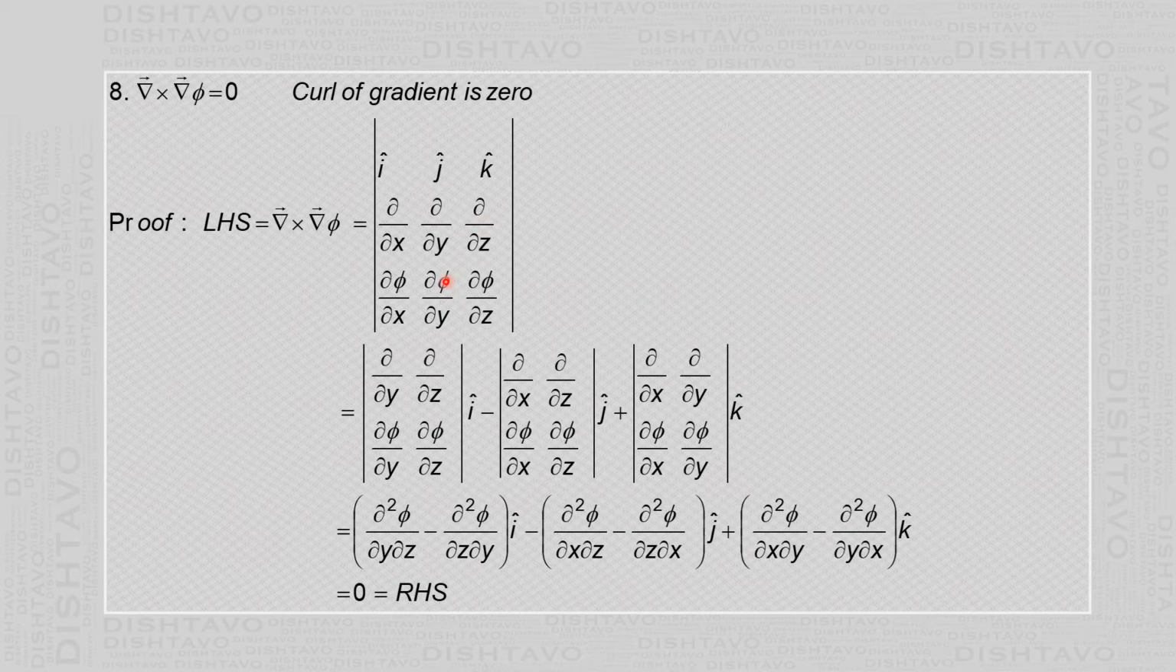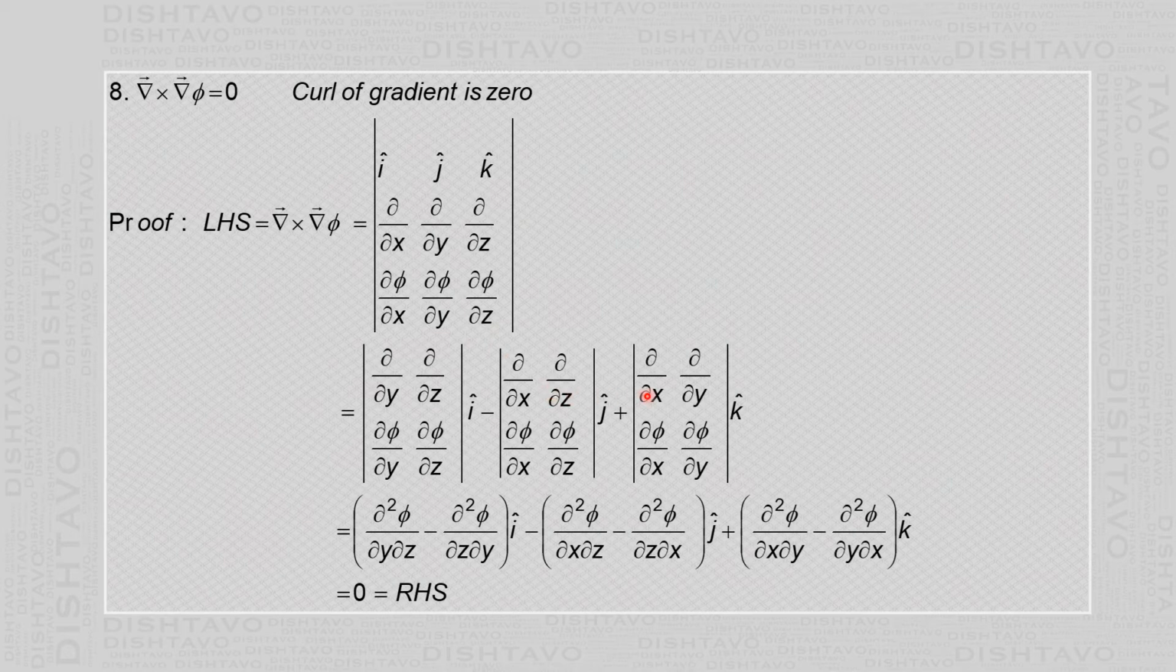That will be the first row of the 2 by 2 determinant, and dou phi by dou y, dou phi by dou z, the second row of the 2 by 2 determinant. In the same way, to get the coefficients of the 2 by 2 determinant in the second term, cover its multiplier, which is j cap, cover the row and the column containing j cap, and what remains there is dou by dou x, dou by dou z, and dou phi by dou x and dou phi by dou z. Those are the coefficients of this 2 by 2 determinant.